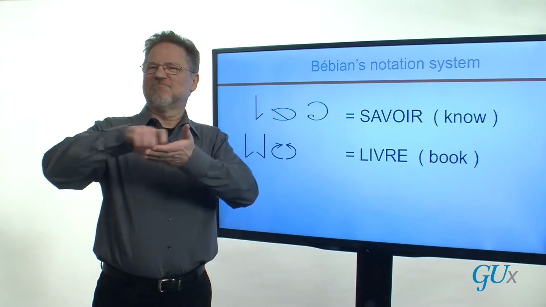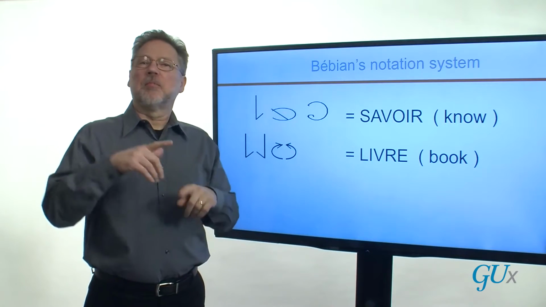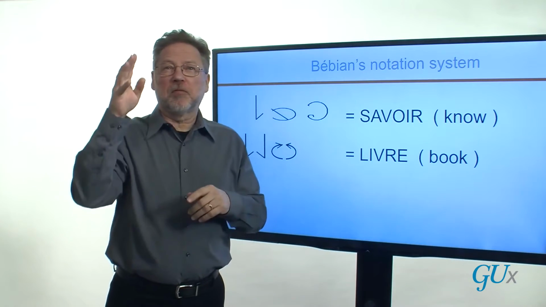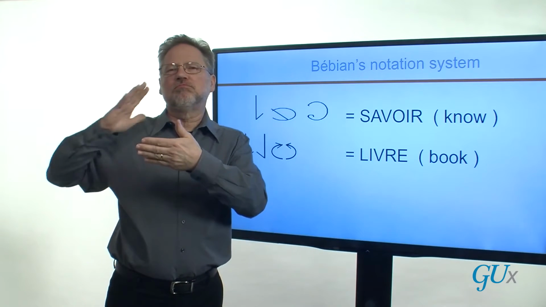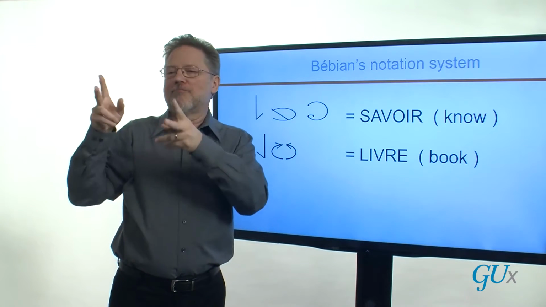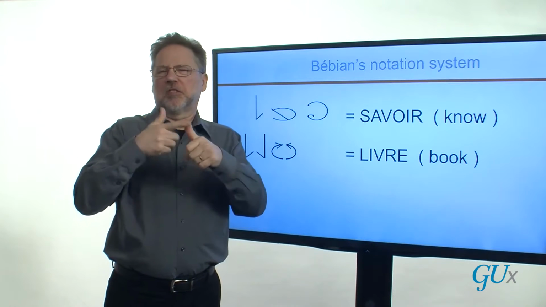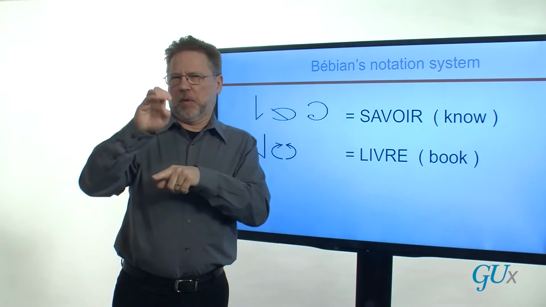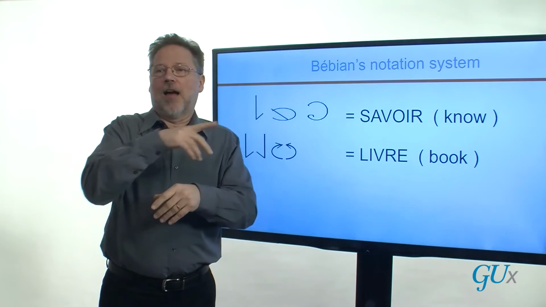Earlier, I mentioned a way of writing to, in effect, put signs on paper. But William Stokoe didn't invent that system from scratch. He read that others had tried to create notation systems, so he borrowed the basic idea from that work. I already mentioned Babian's system briefly, but now I'll elaborate on his system, which Stokoe adapted.